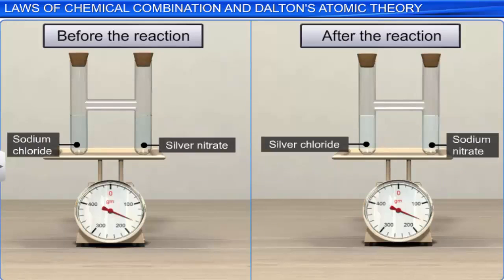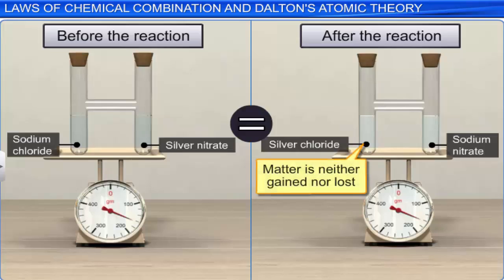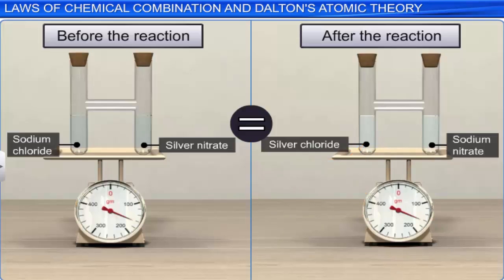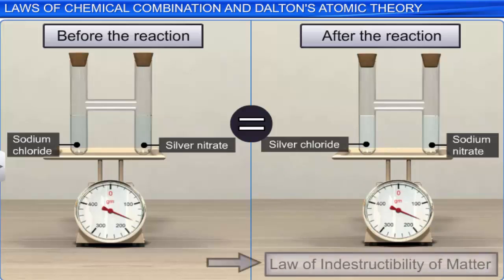Thus, we can conclude that when matter undergoes a chemical reaction, the total mass of the reactants is equal to the total mass of the products. That is, during any chemical reaction, matter is neither gained nor lost. Hence, this law is also called the law of indestructibility of matter.